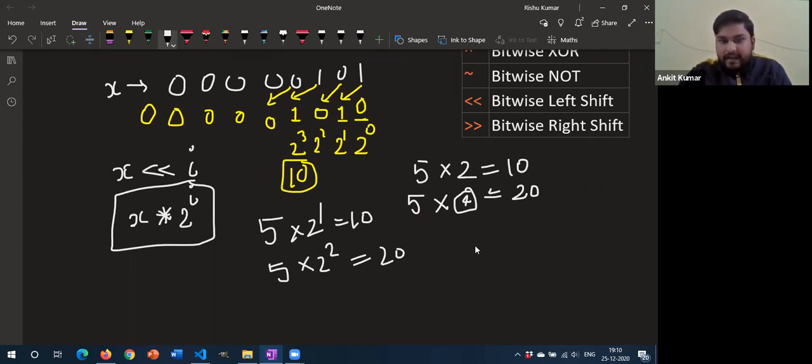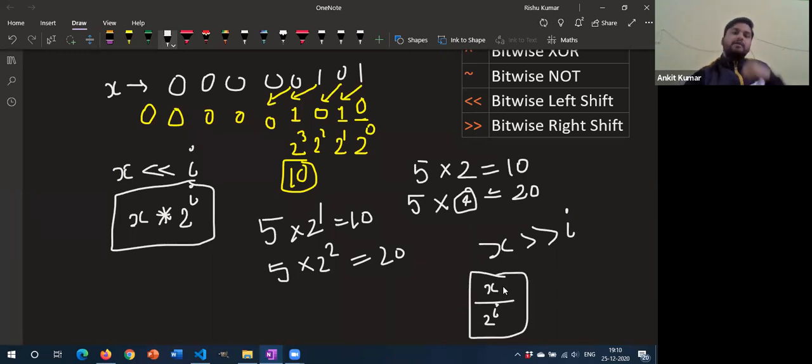Now for right shift, the number will reduce because you are shifting on the right side. In that case you have the formula, same condition. You have x and you want to shift on the right side by i places. So your formula is x divided by 2 to the power i. This is the formula for right shift. So this was all about bitwise operators, left shift and right shift as well. So we have covered everything.